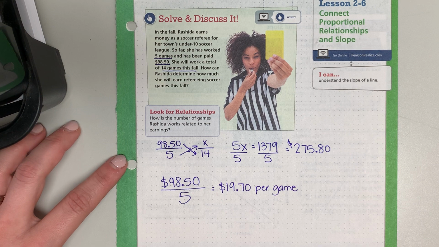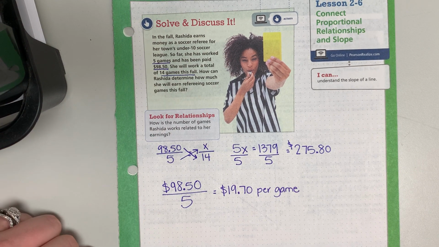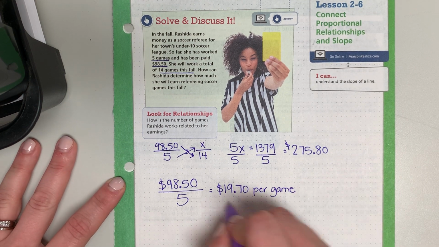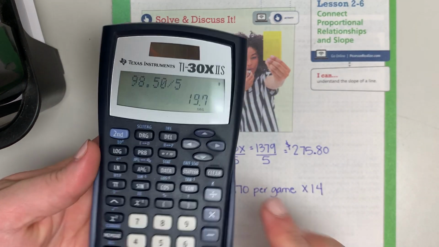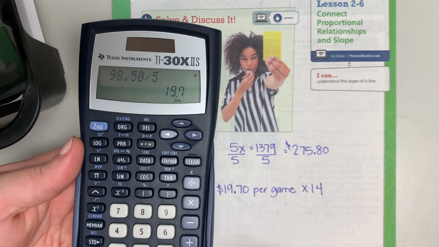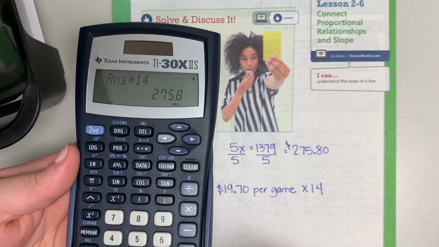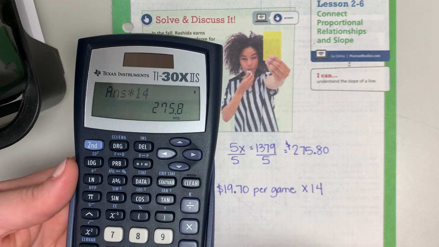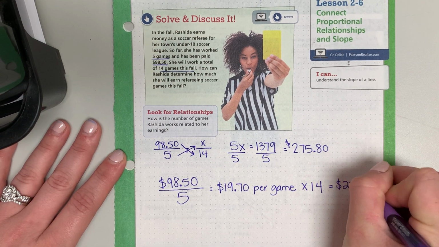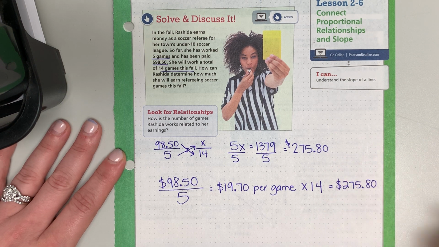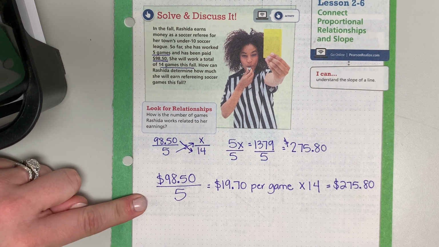Now, if I know that that's my unit rate, I'm going to multiply it by 14 because she's going to work 14 games this fall. So that's my unit rate times 14. So we're taking that unit rate, $19.70, times 14 games. And there you go. You have the same answer, $275.80. So you can work this either way. You can work it as a proportion, or you can work it as a unit rate.